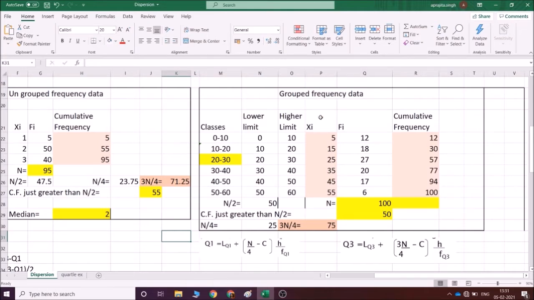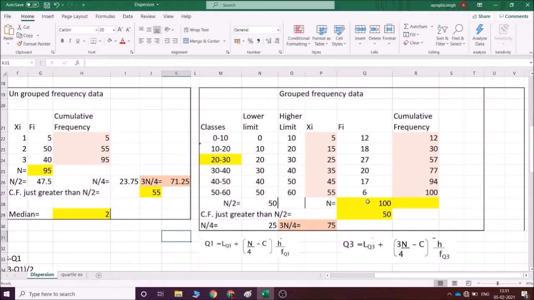You find out the class marks first. The classes are given to you. You find whether the classes are continuous or not, otherwise you substitute with class boundaries. Otherwise you find out the lower limit, higher limit is given, xi value you find out, that is the class mark, frequency is given to you. You find out the cumulative frequency in this case also. The value of n is the total of the frequency.